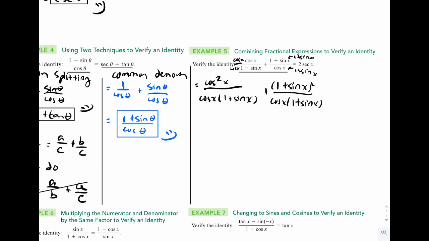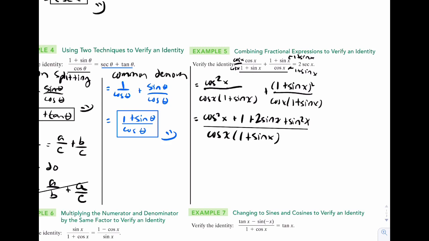What's important here is you leave the bottom factored. You don't want to multiply that because we're expecting stuff to cancel. You could, but again, it'd be a waste of time. Now let's combine it. Notice how your denominators are now the same. So we have cosine squared x. Hopefully you guys can FOIL that in your head. That's 1 plus 2 sine x plus sine squared x. This is all over your common denominator, which is cosine x, 1 plus sine x.